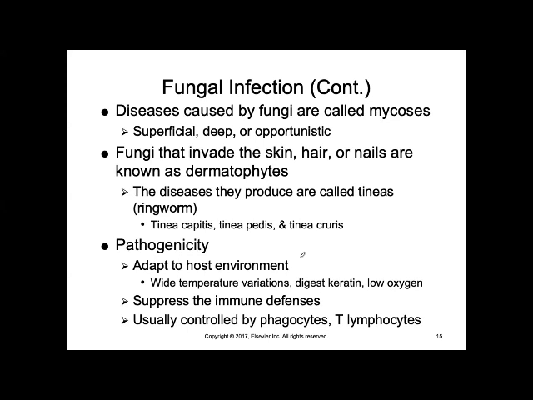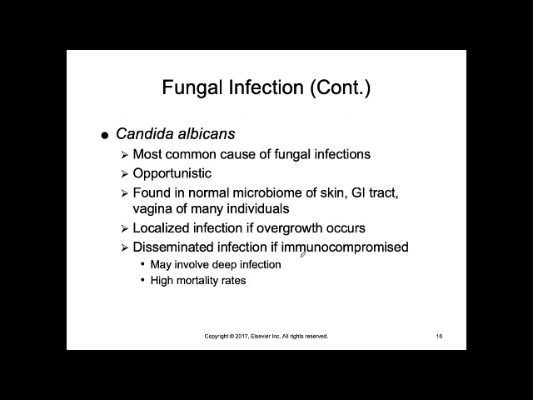So a perfect example of a fungal infection would be candida. Candida albicans, alba means white. So when this grows, it makes a white filamentous coating on whatever it's growing on. It's an opportunistic infection. It's found in the normal microbiome of skin, GI tract, and vagina. Localized infection, if overgrowth occurs, is usually seen in immunocompromised individuals, which may result in deep infection and have a high mortality rate. So this would be somebody on chemo, radiation, or somebody with AIDS.